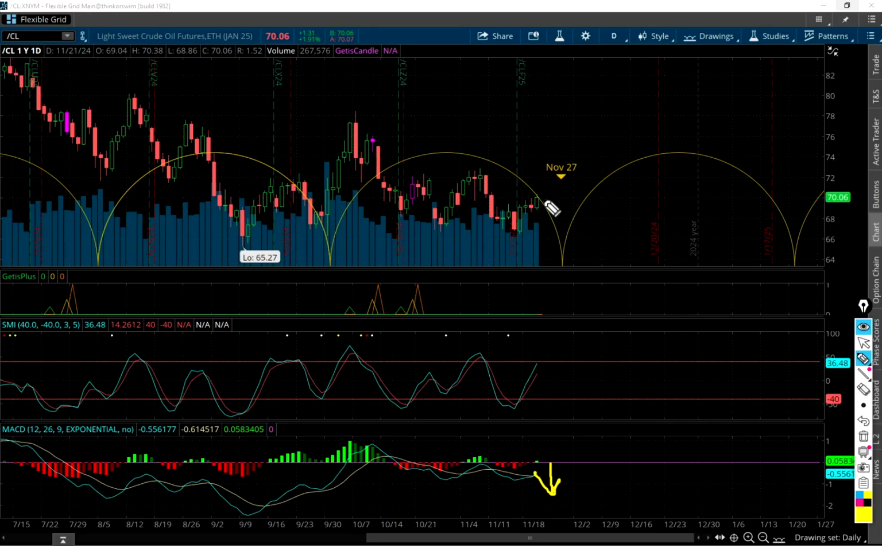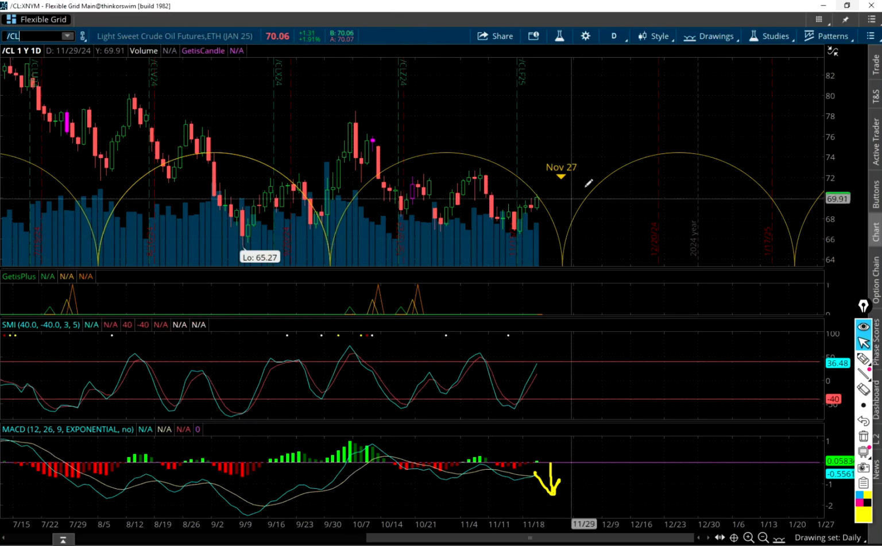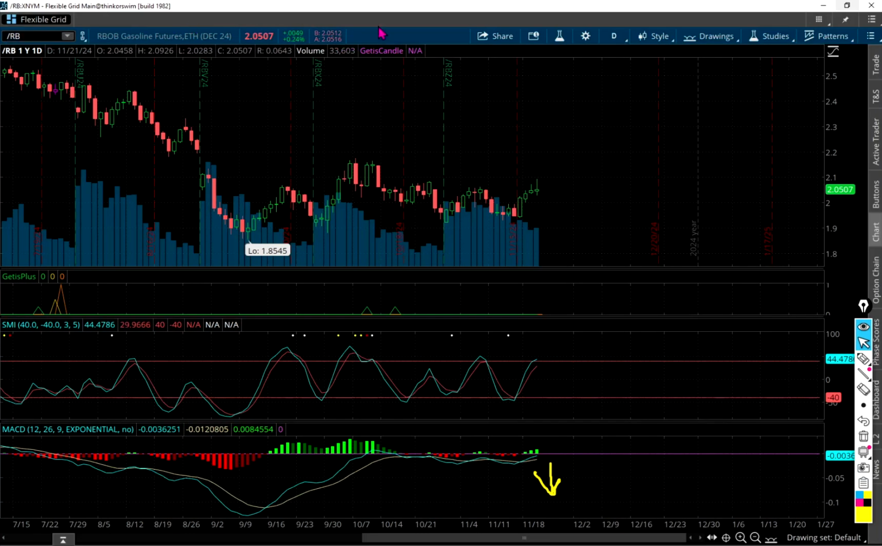I just think crude oil is going to continue to struggle. It's going to go back down into the 60s here, I think is what's going to happen. As we come out of this cycle low, maybe then we can talk about crude oil. Let's look at gasoline just real quick. Doing a little bit better than crude oil.